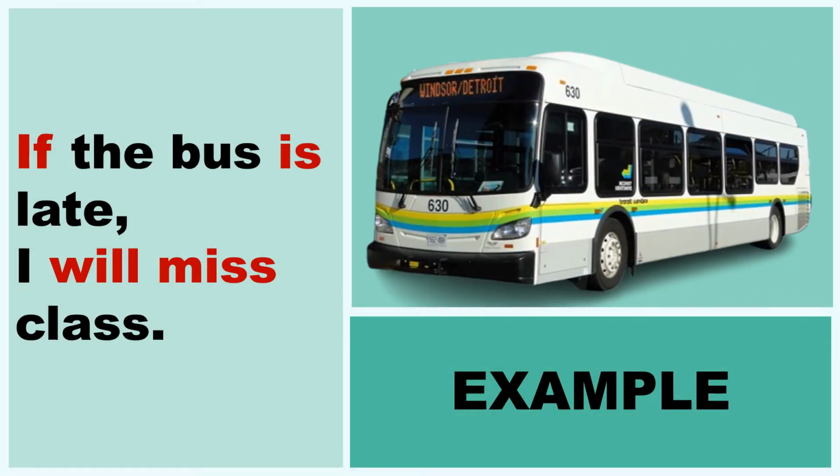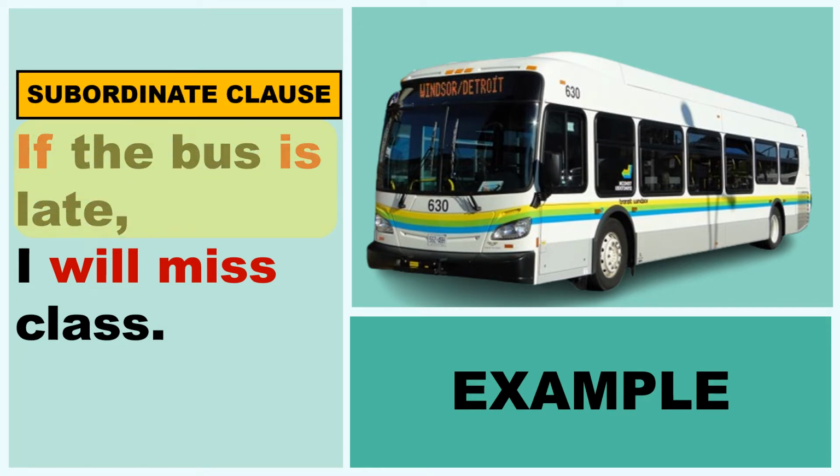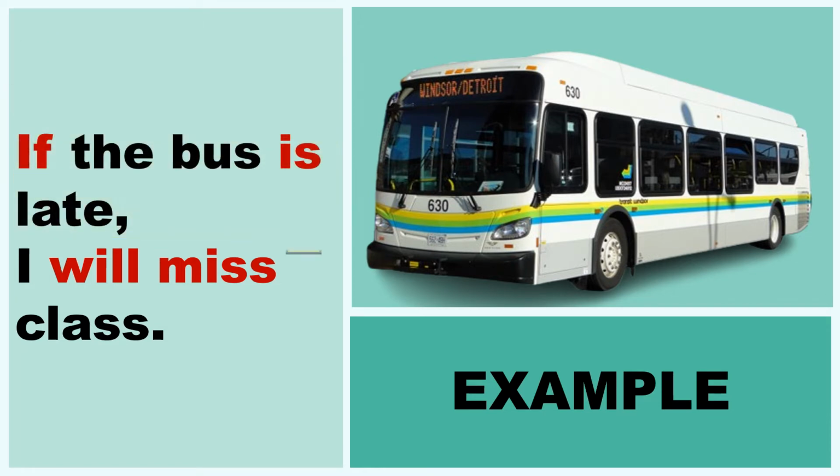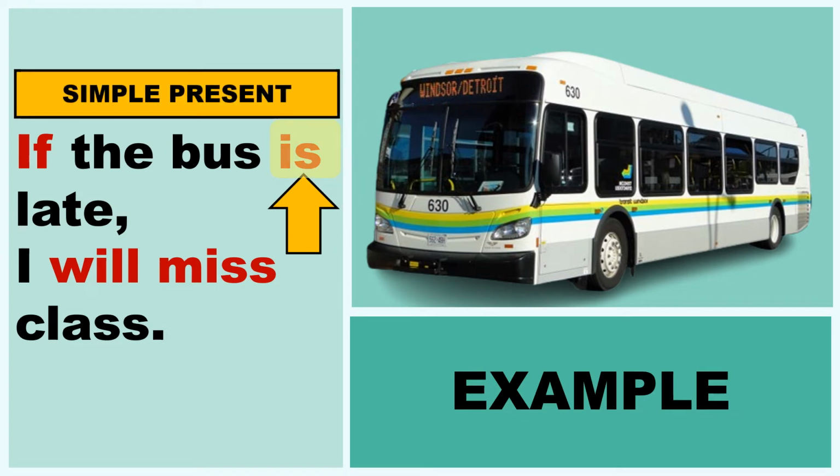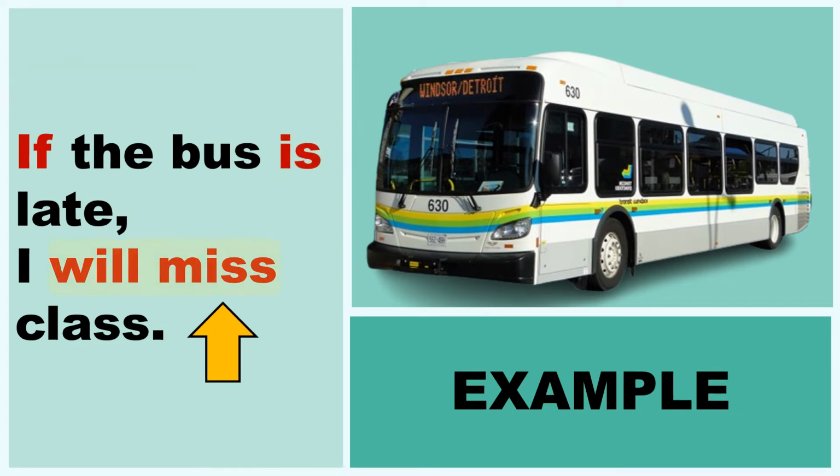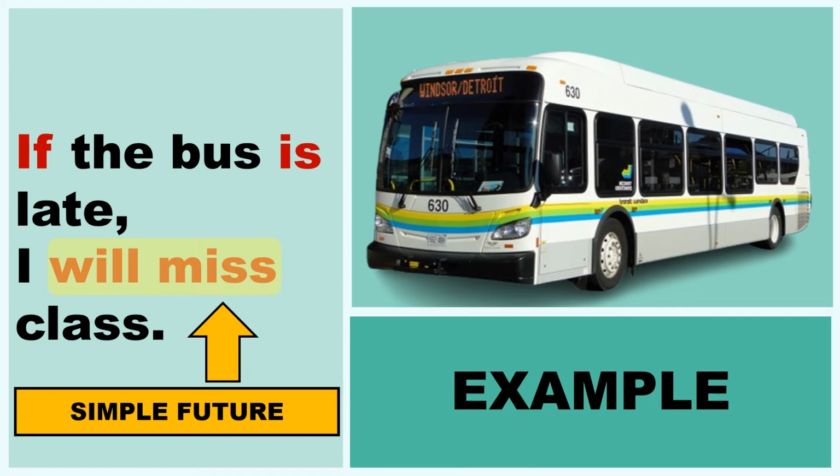Example, if the bus is late, I will miss class. We begin with our subordinate element if. That shows that that's a subordinate clause. Within that subordinate clause, we have is in simple present. And then in our independent clause, we have will miss in the simple future tense. So the simple present conditional element, the subordinate element, will have an impact in the future.